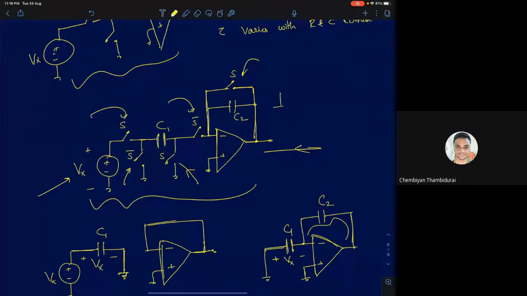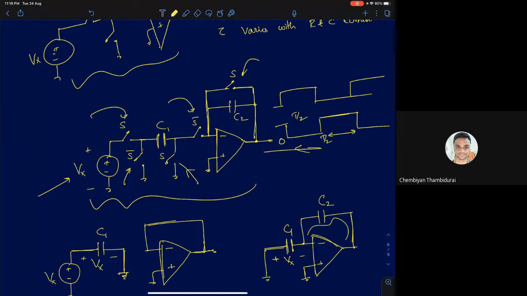So if you recall, our clock signal is on for T/2 seconds, off for T/2 seconds. Clock bar is the inverted version of this. So you'll have 0 for T/2 seconds and 1 for the other T/2 seconds.